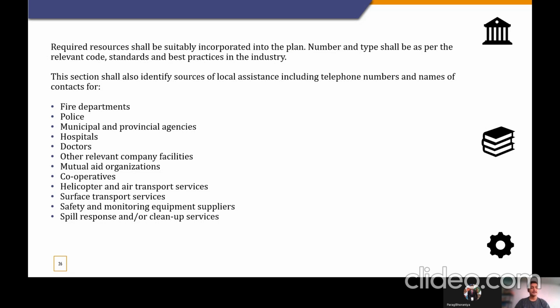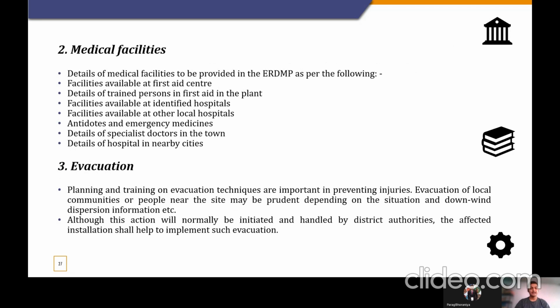Okay, now coming to the second part, which is the medical facilities. The details of the medical facilities provided by the PNGRB in the ERDMP guidelines are as follows: the facilities for first aid, which is necessary at the first instance, and the facilities available at the hospitals, also antidotes and emergency medicines.